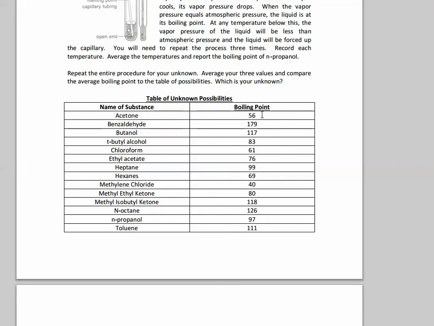Over here are your boiling points. They are not listed in order of increasing boiling points, so just keep that in mind, right? Don't let that chart fool you. So here's N-propanol. That is my known, and N-propanol has a boiling point of 97 degrees.